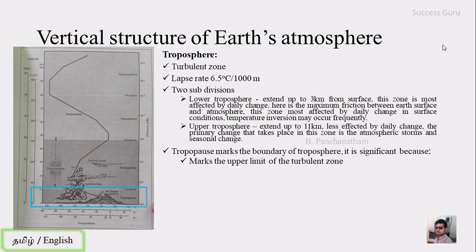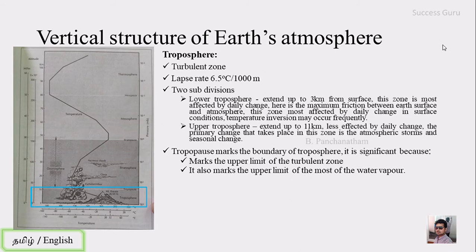And the tropopause marks the boundary of the troposphere, and it is significant because it marks the upper limit of the turbulent zone. That is, if you cross the troposphere, there will be the tropopause, and above that there will not be much movement in the air. And below the tropopause, the wind will be very turbulent. So this marks the boundary between the turbulent wind and the very little moving or even not moving wind.